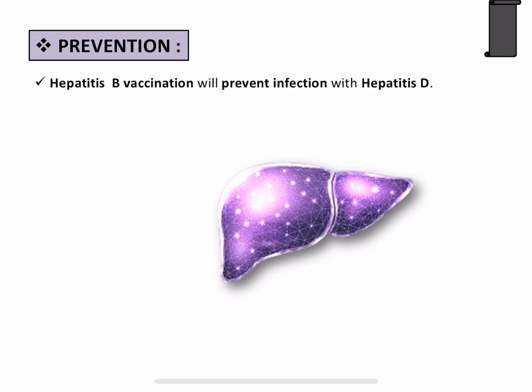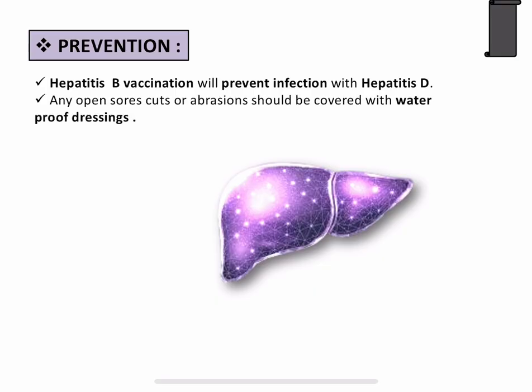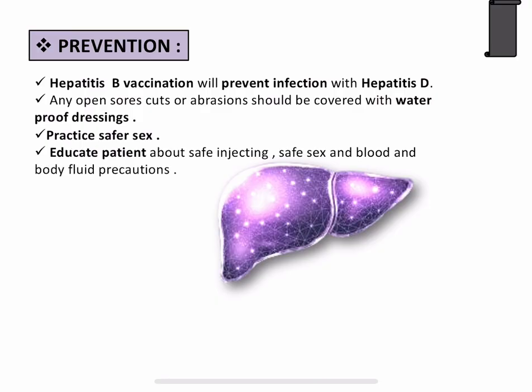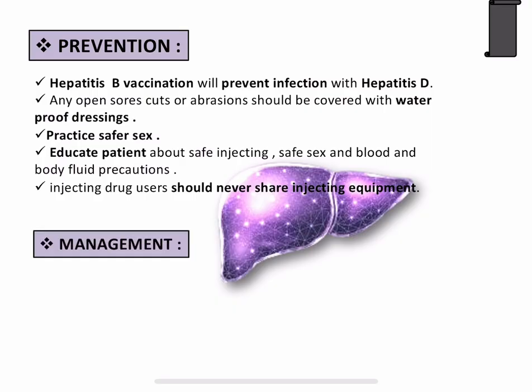Moving further to the prevention. Hepatitis B vaccination will prevent the infection with hepatitis D. Any open sores, cuts, or abrasions should be covered with waterproof dressings. Also encourage individuals to practice safe sex. Educate the patients about safe injecting and safe sex, and screen the blood before transfusion. Also take body fluid precautions from an infected person. Also, injecting drug users should never share their injecting equipment.